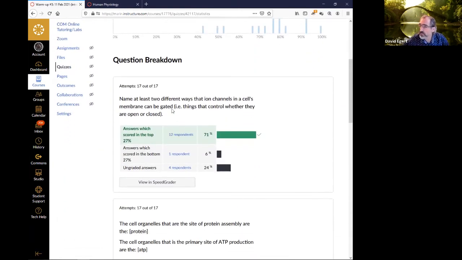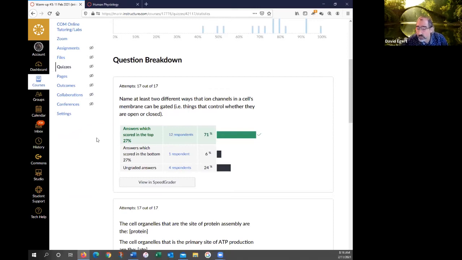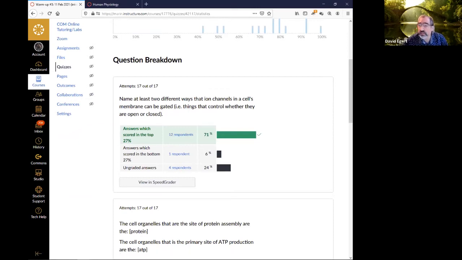So name at least two different ways ion channels in a cell's membrane can be gated. Here, most people who answered this got this right. Again, we have voltage gated, which are going to be at the core of action potentials and things like that once we get to signaling in the nervous system. There's ligand gated, which is how you have one neuron talk to the next neuron using synapses and neurotransmitters.